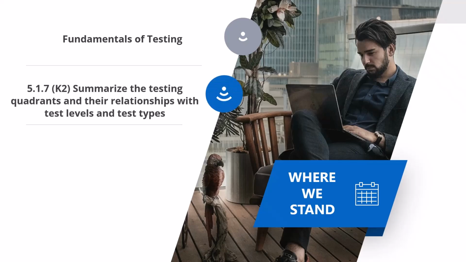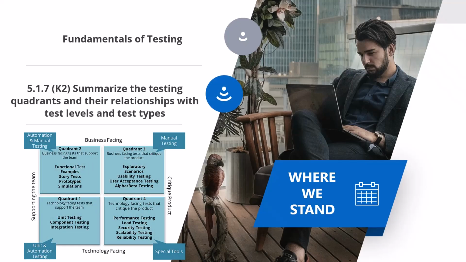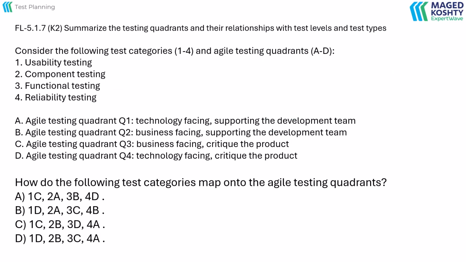Foundation level, objective 5.1.7 K2: Summarize the testing quadrants and their relationships with test levels and test types. First question. It asks about what actions we do in each testing quadrant.